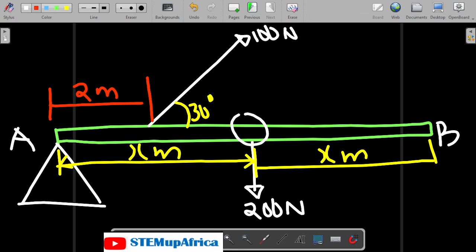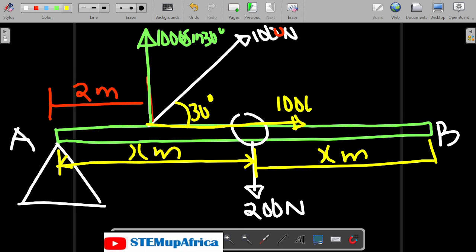So if I resolve this 1000 Newton force now to the vertical axis, it is going to give us 1000 sine 30. If I resolve to the horizontal, which is this way, it will give us 1000 cos 30 degrees. So remember that we define moment as the product of force and perpendicular distance.